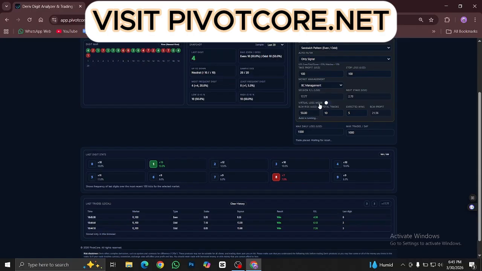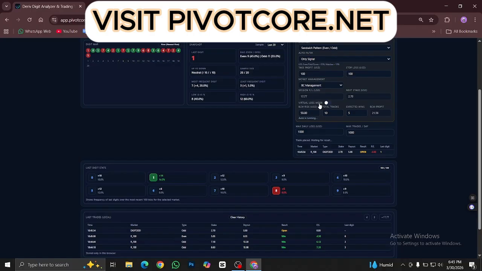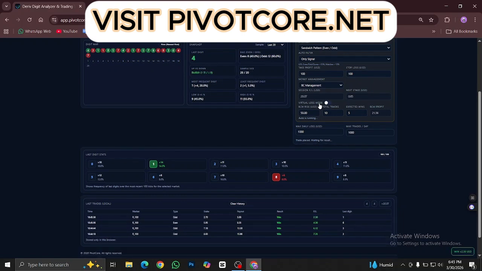As you watch these trades go through, notice the speed of execution. PivotCore is built for low latency, which is vital when you're dealing with digit-based volatility. We are looking for that specific pattern where the market balances between even and odd digits. By automating this, I can focus on the data rather than the stress of the buy button.